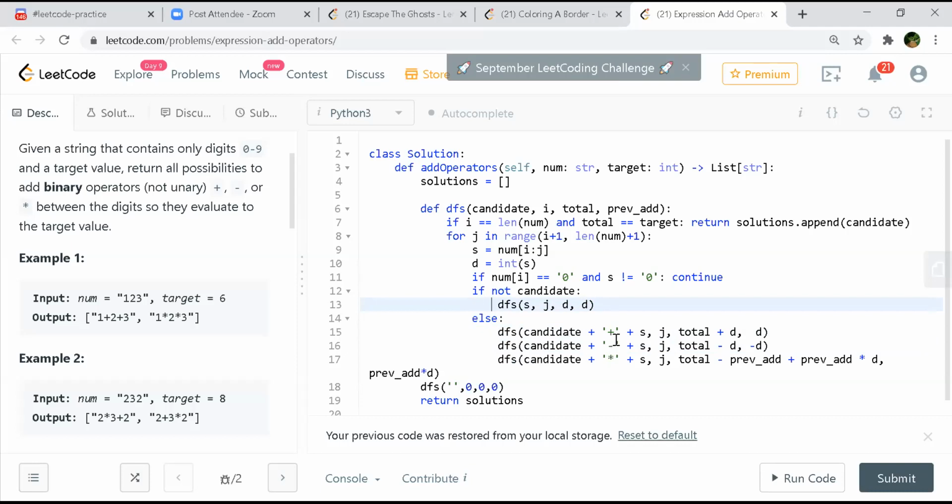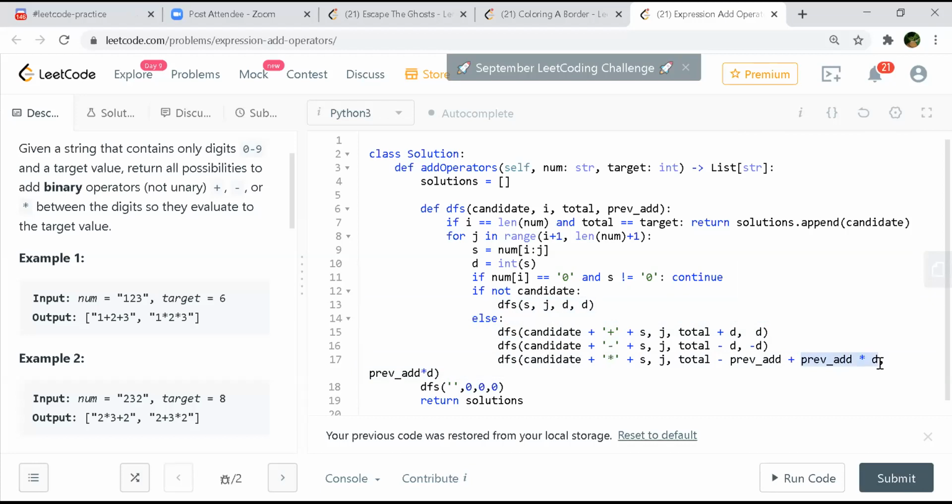So here, for the candidate and all three operators: if it is a plus, then I'm adding total to that particular integer and passing whatever integer I have added. If it is minus, subtracting. And in case of multiplication, from total I'm subtracting the previous add. This I didn't get, like, why they are adding previous add into D.